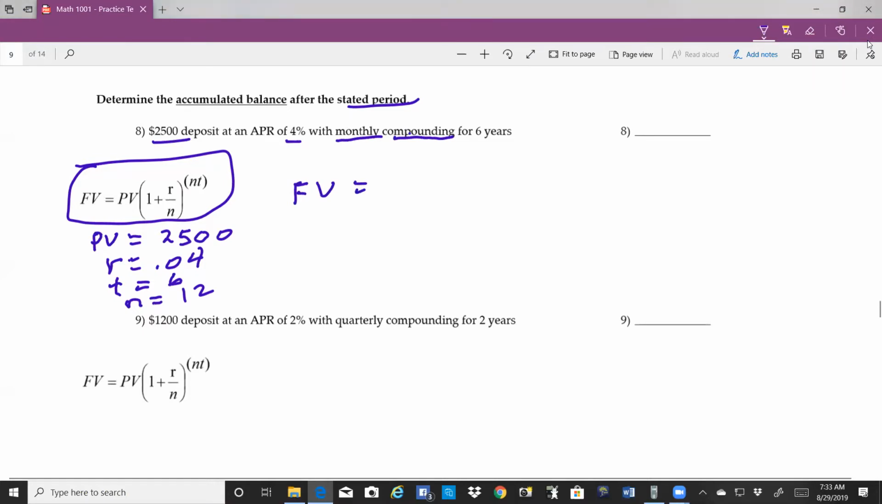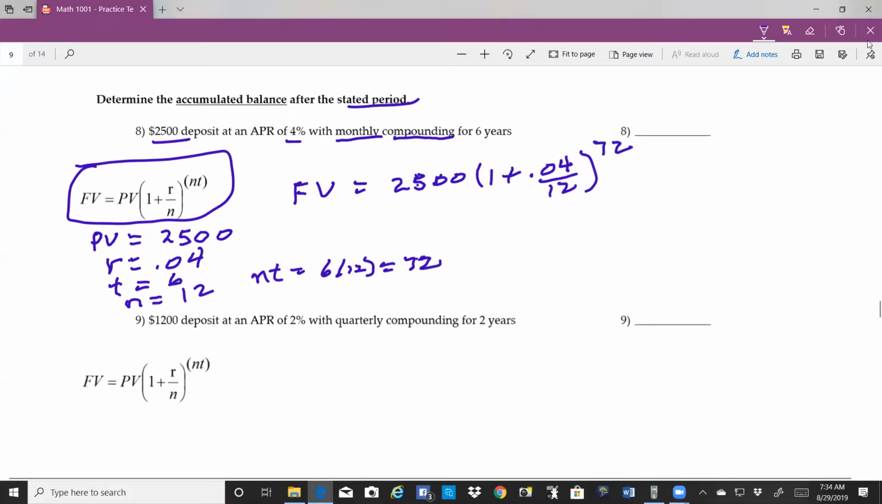is going to be 2,500 times 1 plus 0.04 divided by 12 to the NT. Now NT, you can go ahead and calculate that. It's going to be 6 times 12 equals 72. So this is going to be the 72nd power.